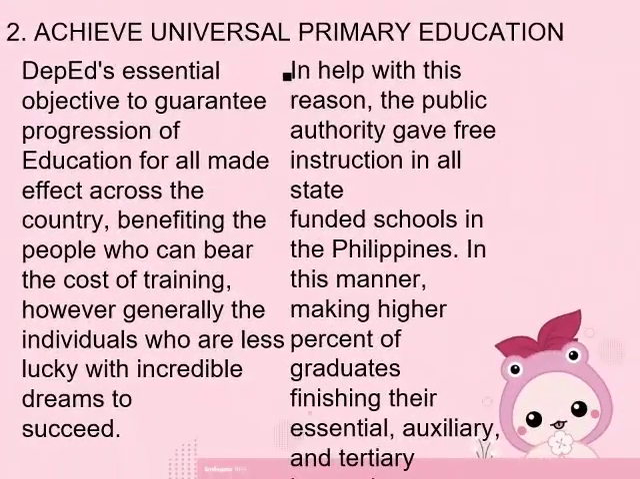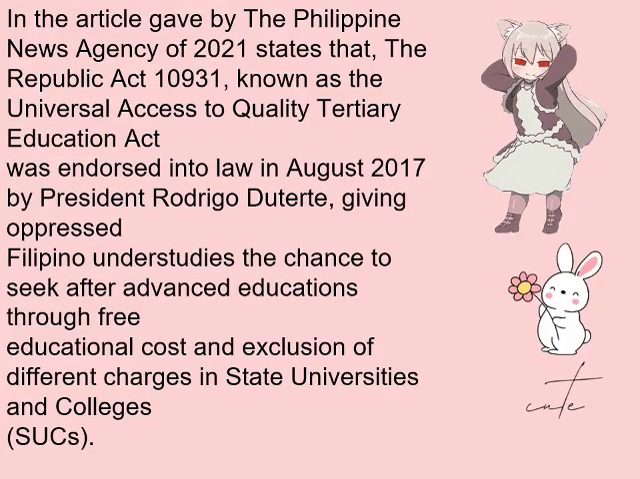2. Achieve universal primary education. DepEd's essential objective is to guarantee continuation of education for all. Its effect is felt across the country, benefiting those who can bear the cost of education. However, it is generally the less fortunate who have great dreams to succeed. In help with this cause, the public authority gave free education in all states and funded schools in the Philippines, thus making a higher percent of graduates finishing their primary, secondary, and tertiary education.